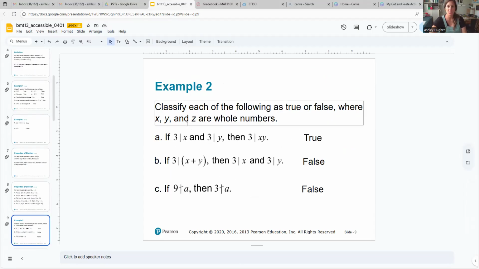Classify each as true or false. If 3 divides X and 3 divides Y, then 3 divides X times Y. Yes, because there will be a multiple of each of those numbers. If 3 divides X plus Y, then 3 goes into X and 3 goes into Y.